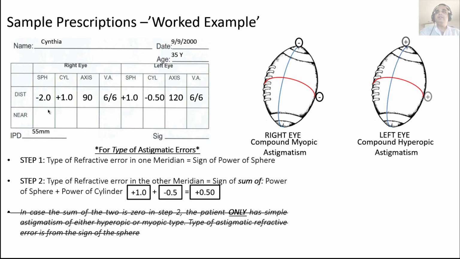Now if you look at the prescription on the face of it, the right eye seems to be mixed while the left eye also seems to be mixed, but this is not really the case. In both cases, we have a compound astigmatism: in the right eye, myopic type, and in the left eye, hypermetropic type. And as we've already discussed, this is because of the effect of the sphere. So now you can do those questions that I'm going to show you and just follow these rules that we just used in this worked example.